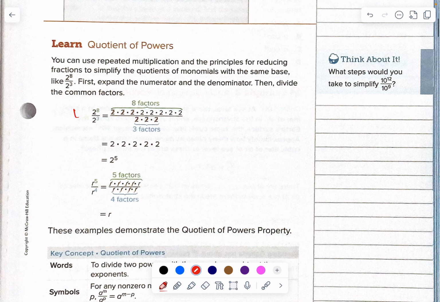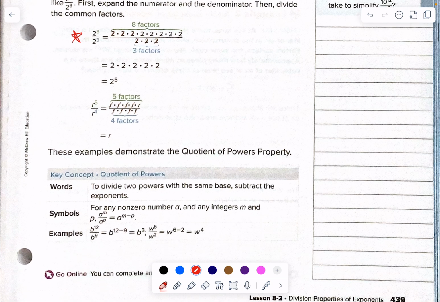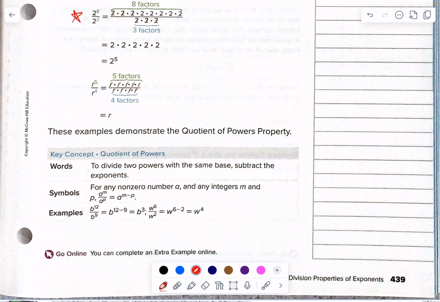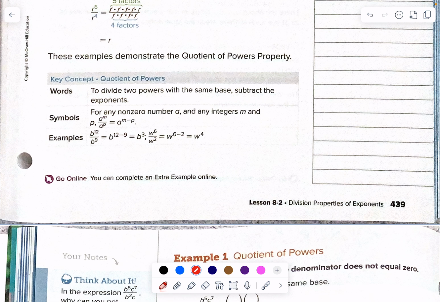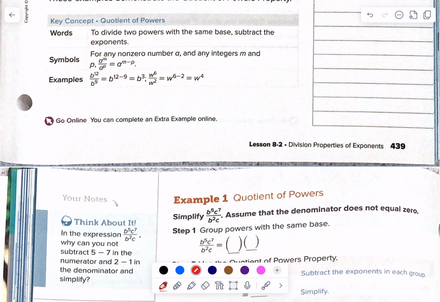So if we have 2 to the 8th power over 2 to the 3rd power, remember fraction bar means divide, we can subtract those exponents. 8 minus 3 is 5, so we end up with 2 to the 5th power. Same when it's a variable. So r to the 5th over r to the 4th. You're going to take the top of the fraction, take that exponent, and subtract down. So 5 minus 4 is 1. We just write r. So you can see in the key concept box, we have the quotient of powers property. Probably a good thing to add to your notes.